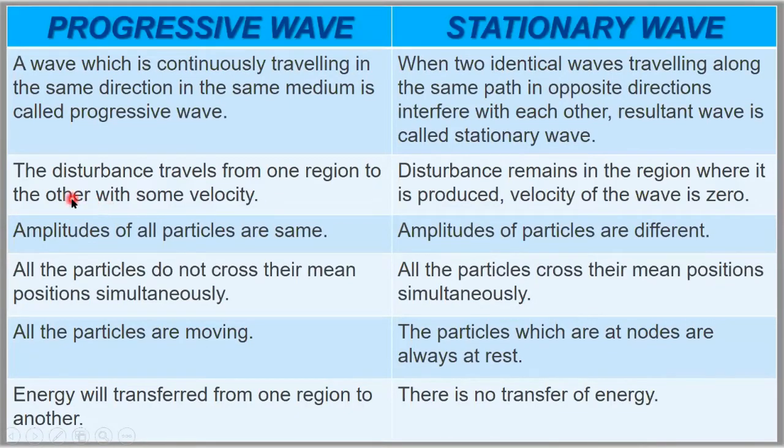The next point is that the disturbance travels from one region to the other with some velocity. So when we are talking about progressive wave, that means it is progressing, it is moving forward. And if a wave is moving forward, that means the disturbance travels from one point to another point with some velocity. But in case of a stationary wave, the disturbance remains in the region where it is produced. Velocity of the wave is zero.